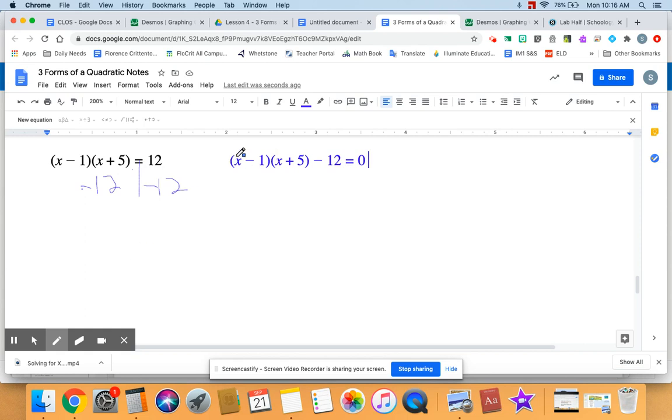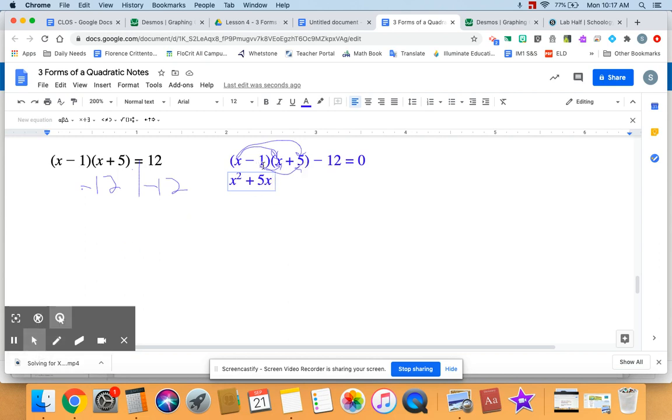There is the arrow method. So I do x times x, and I do x times plus 5. And then I have to do them both with the -1 too. But let's just do those first two. So x times the x becomes x squared. X times 5 is 5x. Then I have to come through and do the -1 times the x and the -1 times the 5. So -1 times x is -1x, and -1 times 5 is -5. But then I have to remember I still have this -12. It's still equaling 0 too.